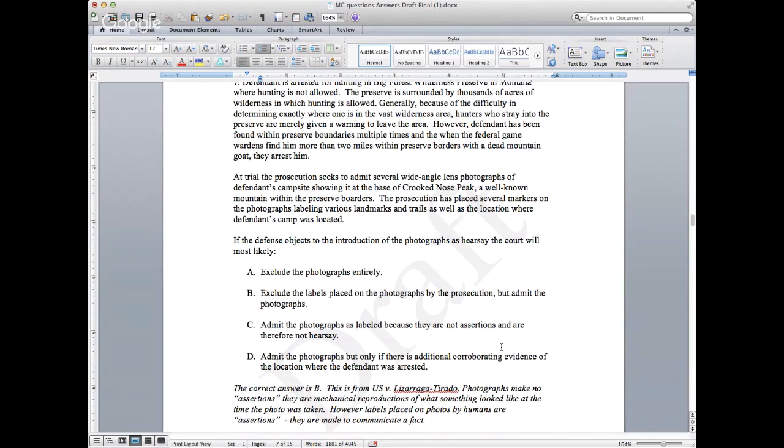Well, you can actually think of both of them as two separate entities. The photographs is one thing, and the labels is something else. If you're doing the analysis, that's how you should do it. Photographs are not hearsay, not assertions, but each label is an assertion. So analyze the labels separately from the photograph. But generally, what she's trying to do is have you say the photographs and the labels are one thing, and then analyze them together. But they're not. They're two separate things.